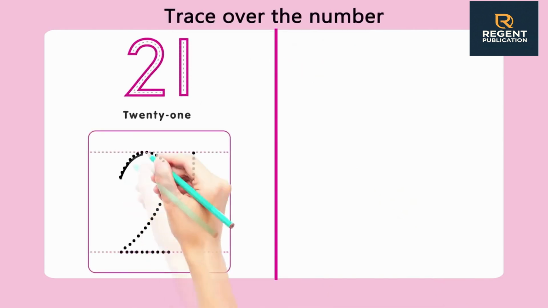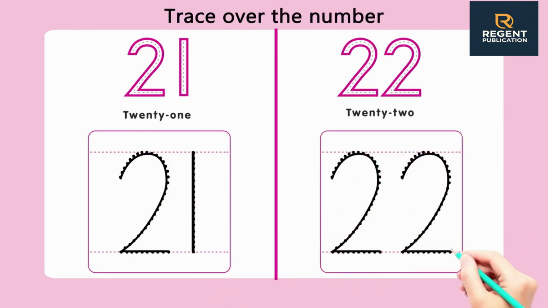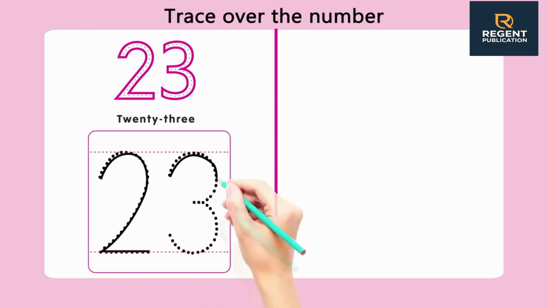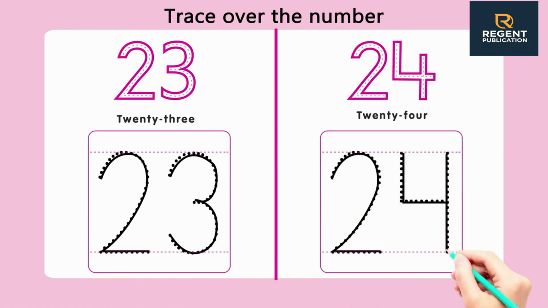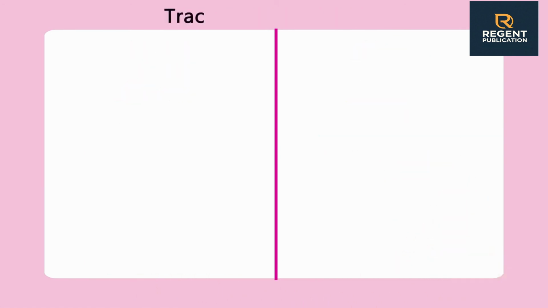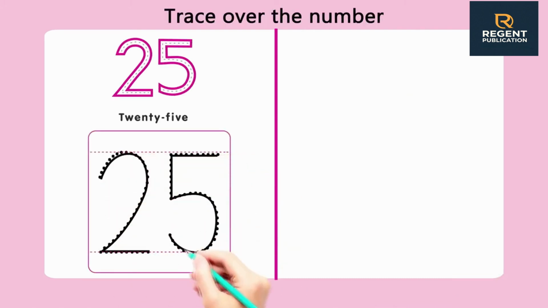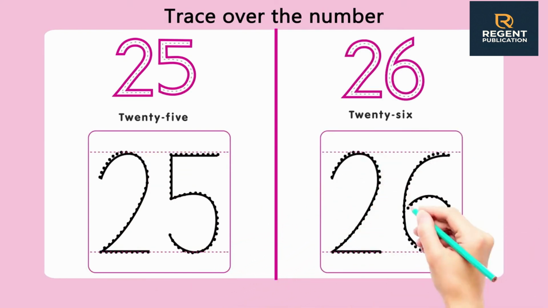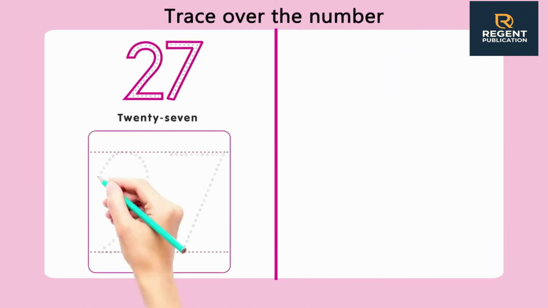Trace over the number 21. Trace over the number 22. Trace over the number 23. Trace over the number 24. Trace over the number 25. Trace over the number 26. Trace over the number 27.